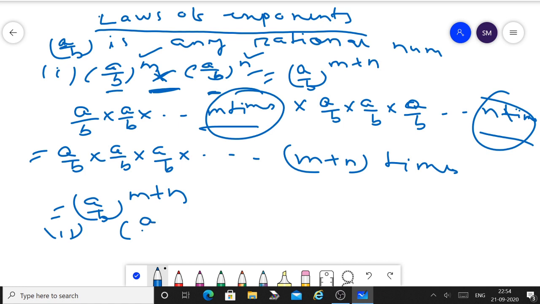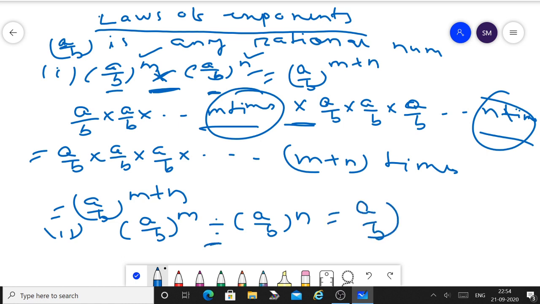Then look at the second law. What does the second law say? When a upon b to the power m is divided by a upon b to the power n. Here this is multiplication, here this is division. When there is a division sign, what do we do? The exponents are subtracted: a upon b to the power m minus n. Understand? Understand, students?